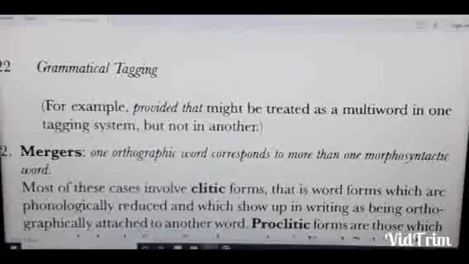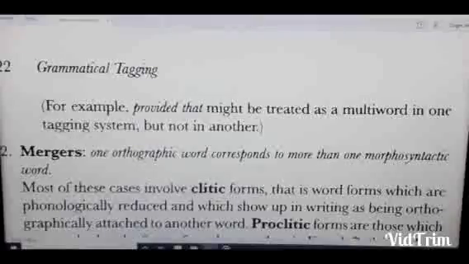Second, mergers. One orthographic word corresponds to more than one morphosyntactic word. Most of these cases involve clitic forms, that is, word forms which are phonologically reduced and which show up in writing as being orthographically attached to one another.